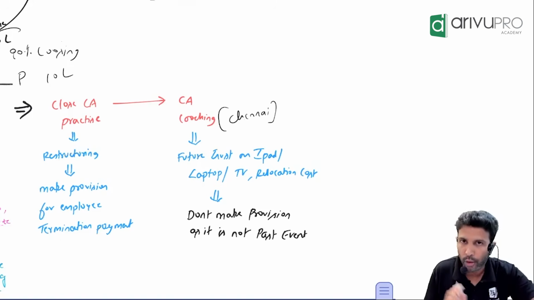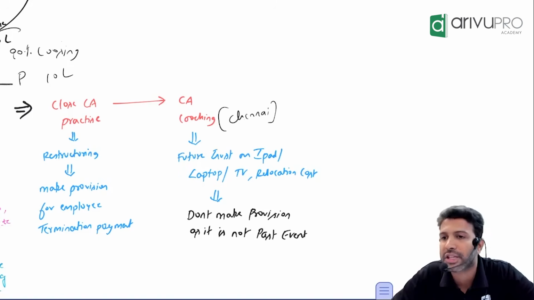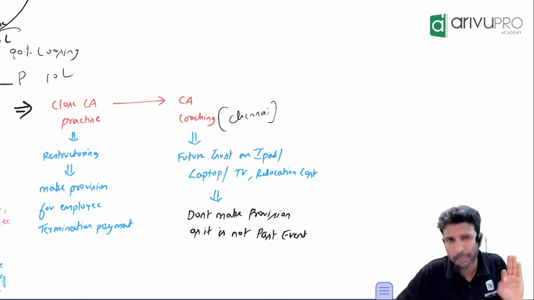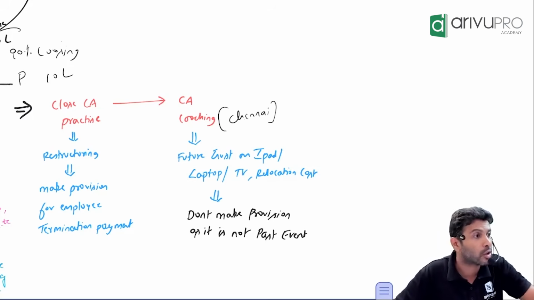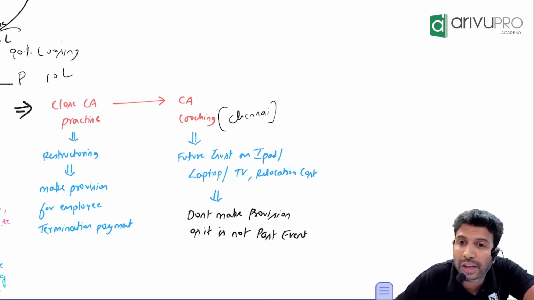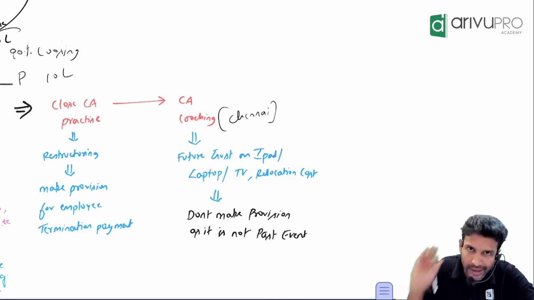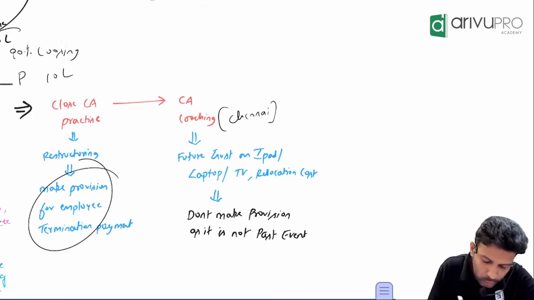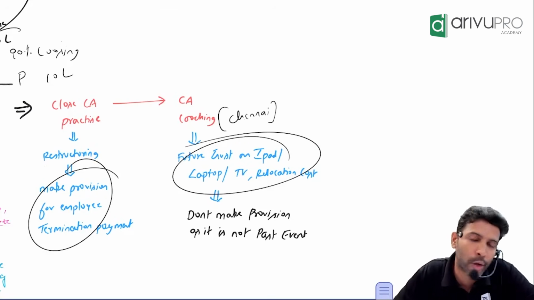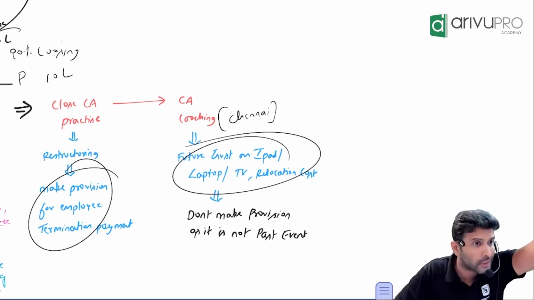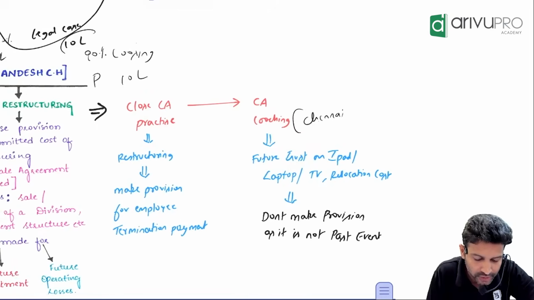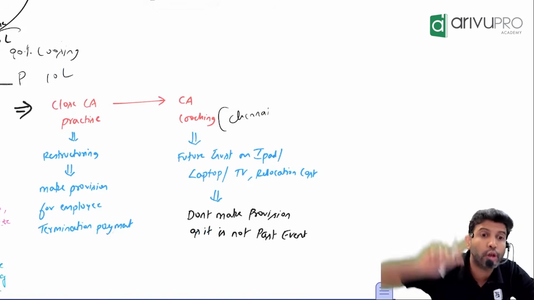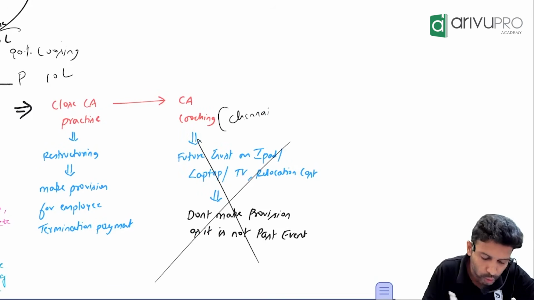So now, for what will I make provision is the question. For what all do I need to make the provision? Restructuring means something which is associated with your existing business. Relating to my existing business, what cost has come? Here there are two costs. Which cost is relating to my existing business? Employee compensation. That means I should make a provision only for this. The other is coming due to a new business. For new business related cost, you don't make any provision.